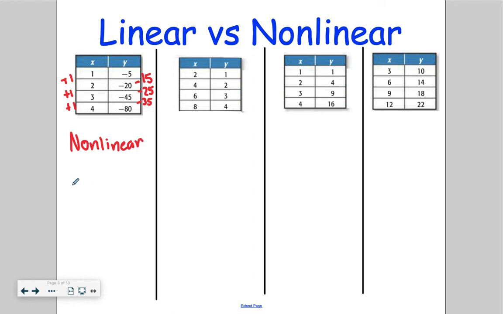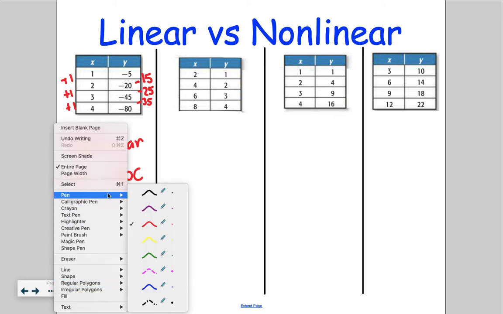And your reason for this would be not, and then I'm going to abbreviate it to CROC, which stands for constant rate of change. If you want to write out the words constant rate of change, you can, or you can just use the abbreviation CROC.